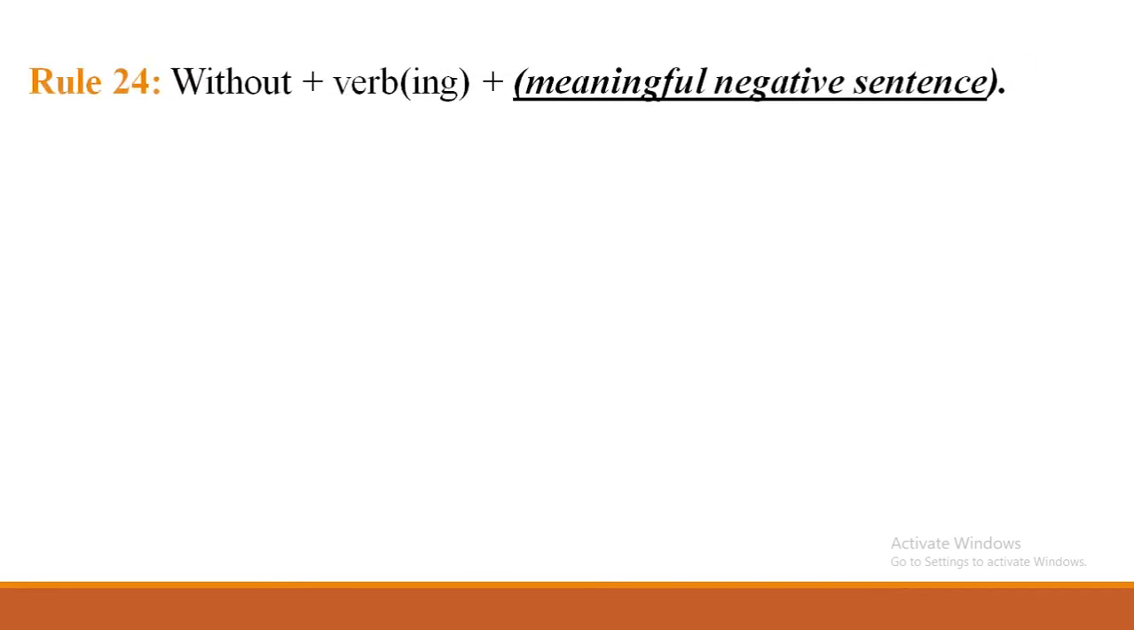Next one, without plus verb ing. Students, you know, if you get a preposition, then after that, obviously we get the verb ing form. And when you get without plus verb ing, the next part you have to write is a meaningful negative sentence. At the beginning of the class, I told you if you write only a grammatically correct answer, that won't be your correct completing sentence. You have to write a meaningful correct answer.